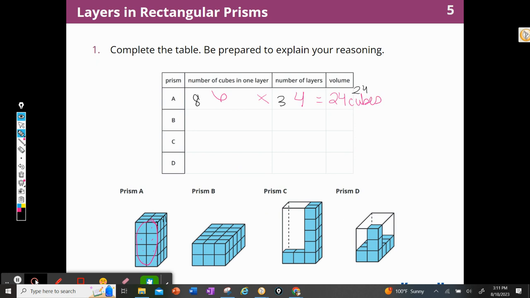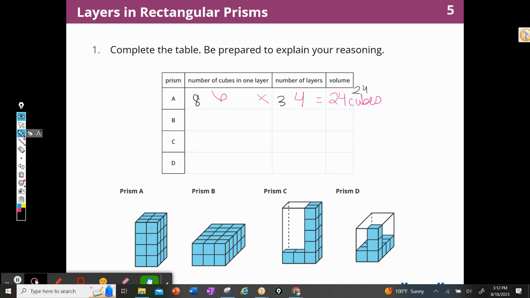I probably could have done that in another way as well. I could say, okay, how many cubes are in this layer here, or this column? And there are 2 of those columns. So there's a lot of different ways I could have found that out. So let's look at prism B. I only need to do it one way, but I'm showing you several ways.